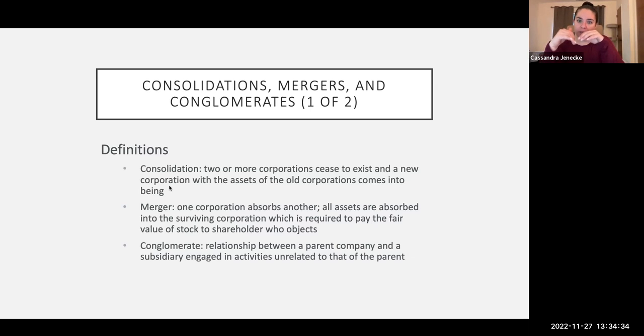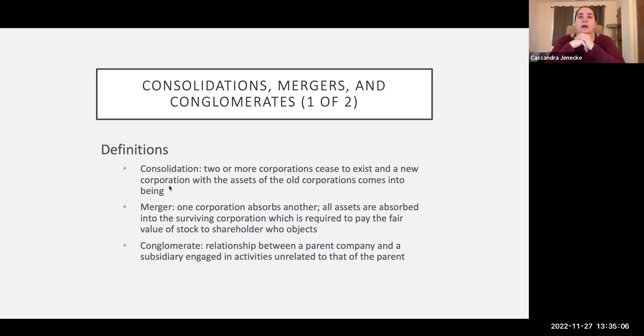A merger is where one corporation absorbs another, such that all of the assets of the surviving corporation continue to exist, but all of the assets of the absorbed corporation come into the surviving corporation, which then has to pay fair market value of stock to any shareholders who object. So take note of that one. It's for shareholders that object. Okay. And when that happens, you start getting into the conversation about what fair market value for stock is, and it gets real ugly real quick.